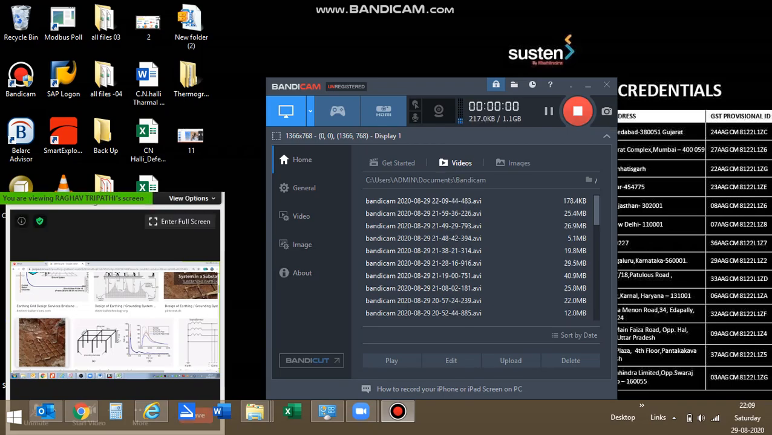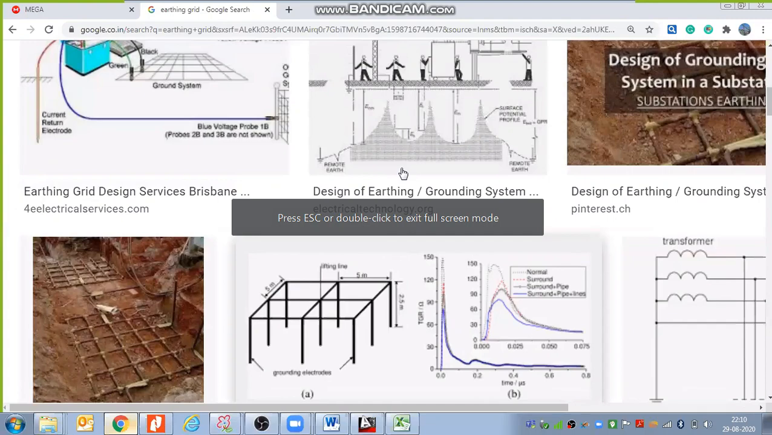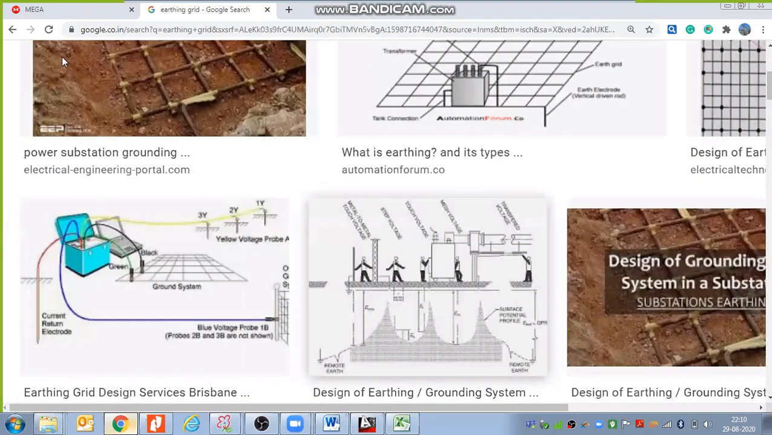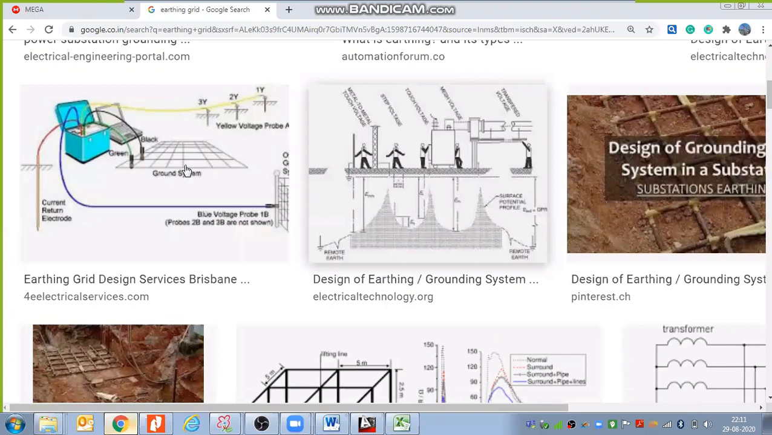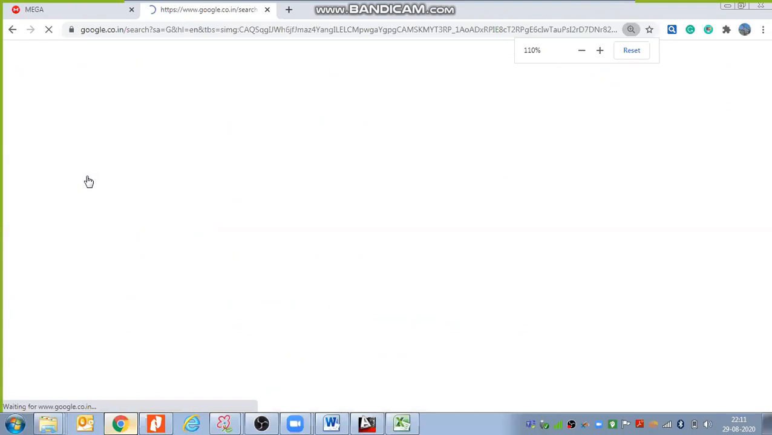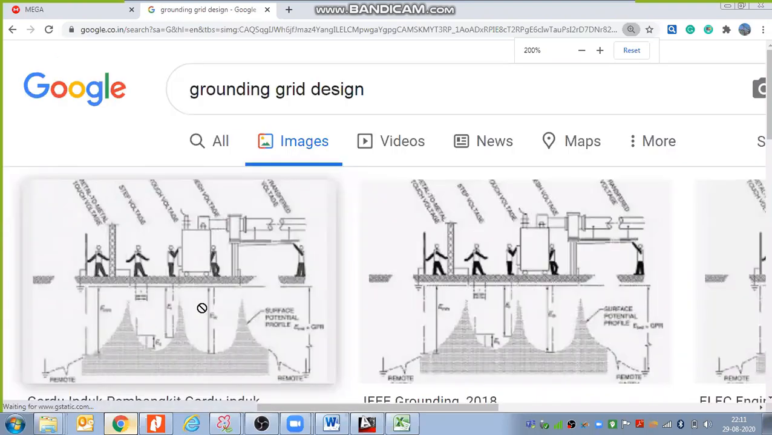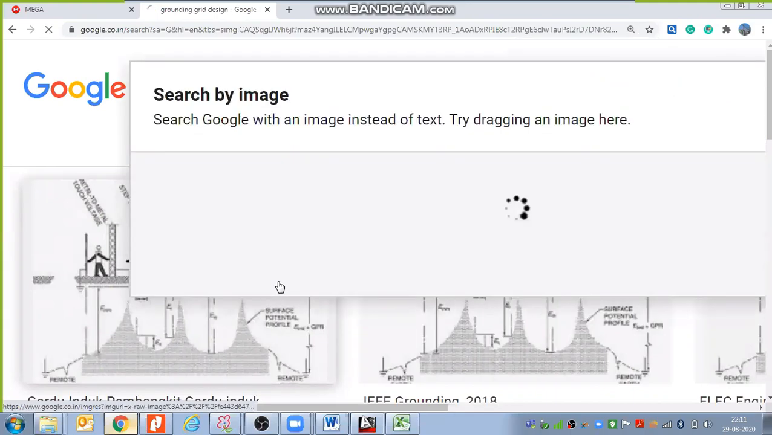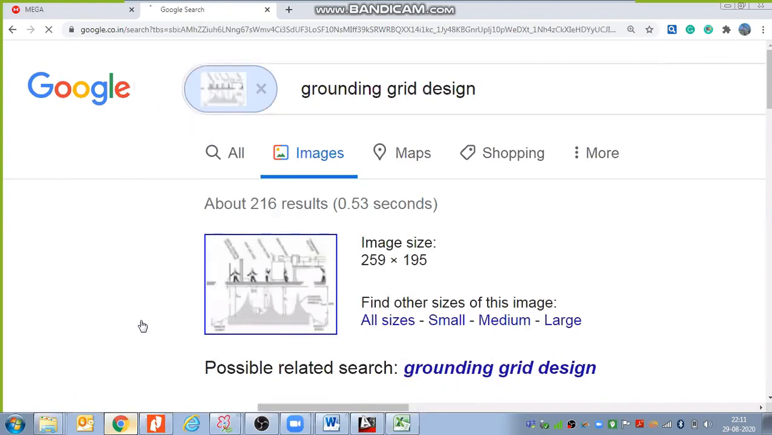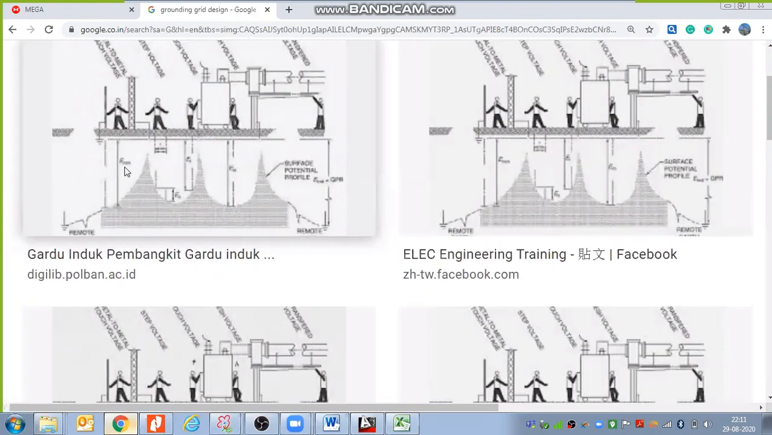Architecture also. Design of earthing grounding system. You can see this profile also here. Let me zoom this. This profile you can see. This below side, here.